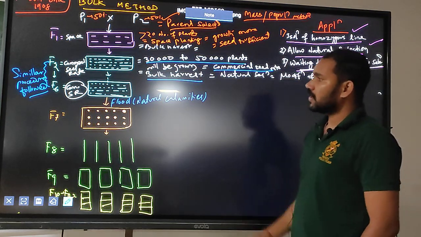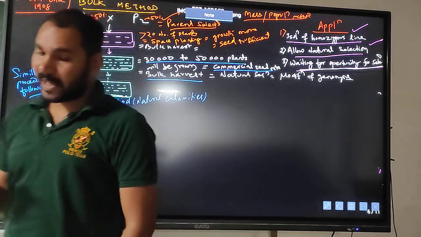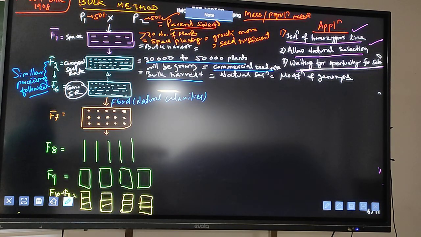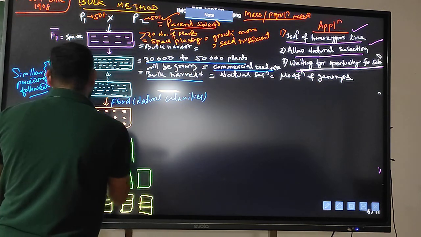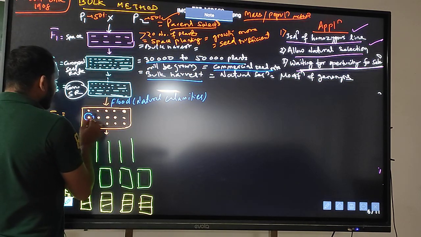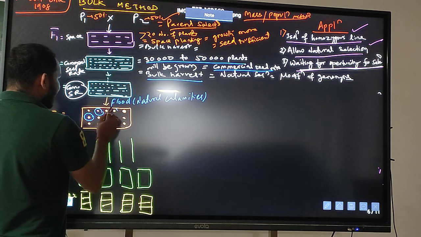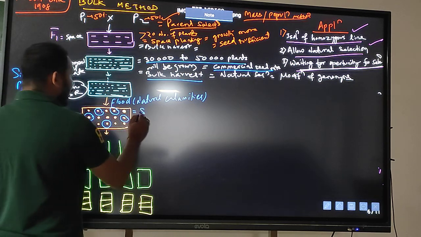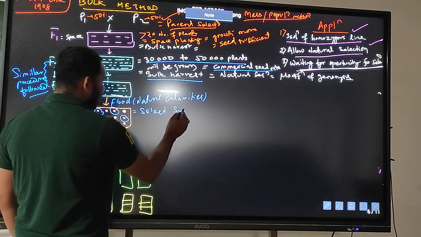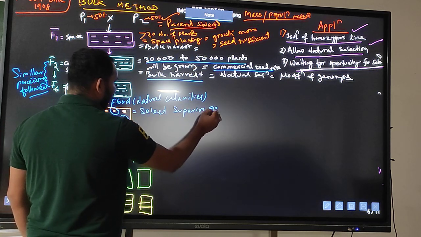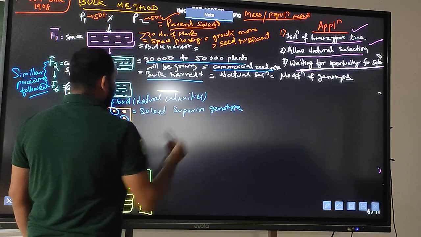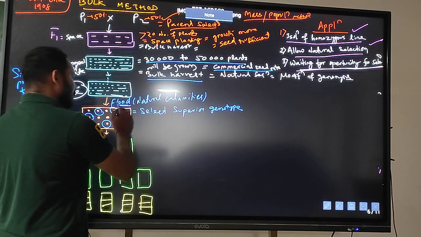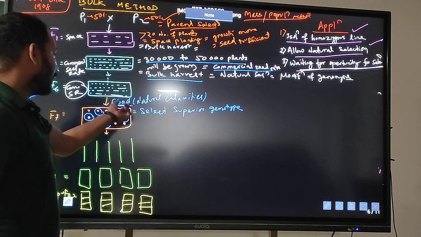So what will happen if in F7 generation flood is there? Now we will go for the superior genotype. I have already told, if flood is there, now I will select the superior genotypes. This is based on our objective. Here my objective is to develop a flood resistant variety.